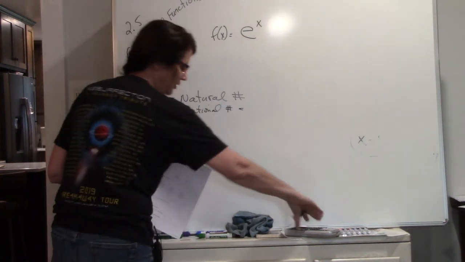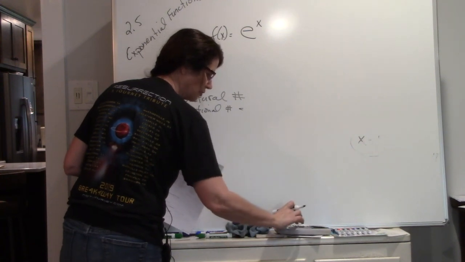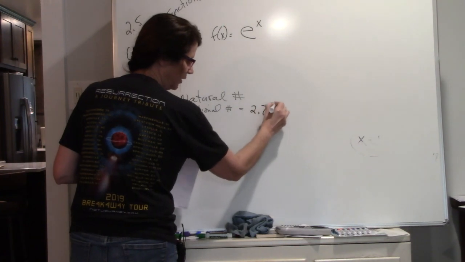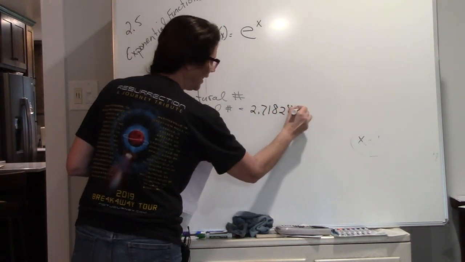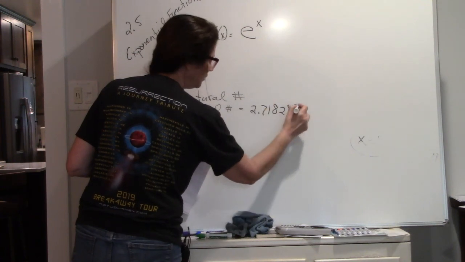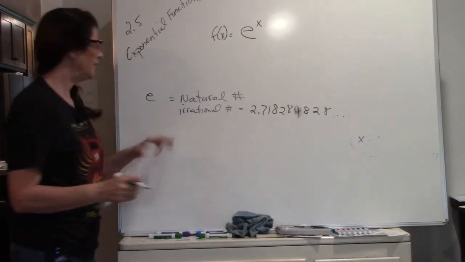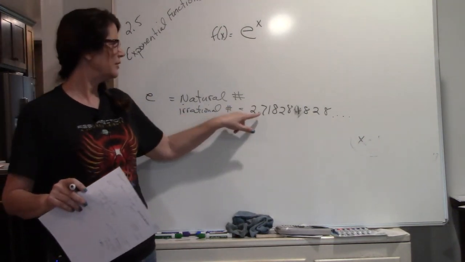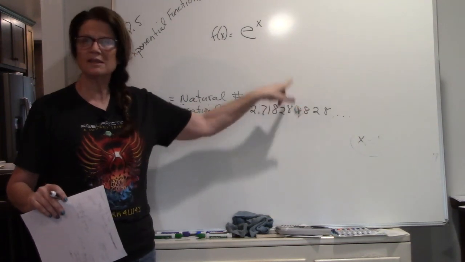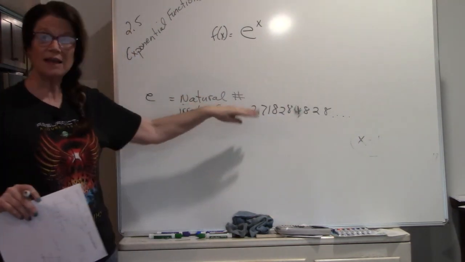And it actually equals 2.718281828 and so on. All right? It's an irrational number because this never repeats itself. It looks like it does, but it really doesn't. If we kept going with the number, you would find that it doesn't repeat itself. So it's actually a number.